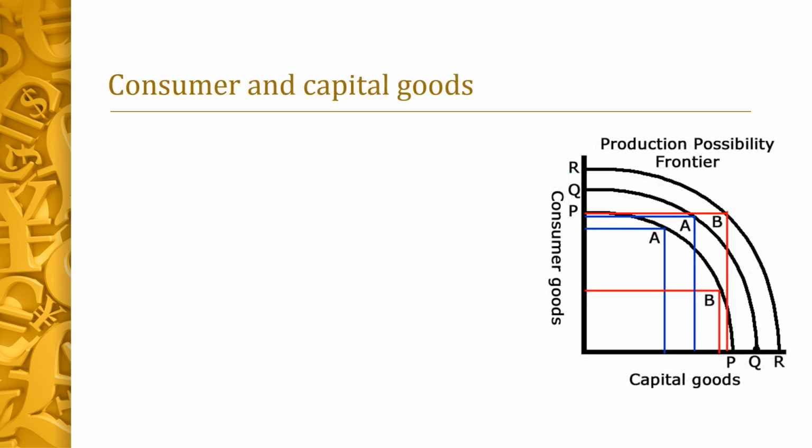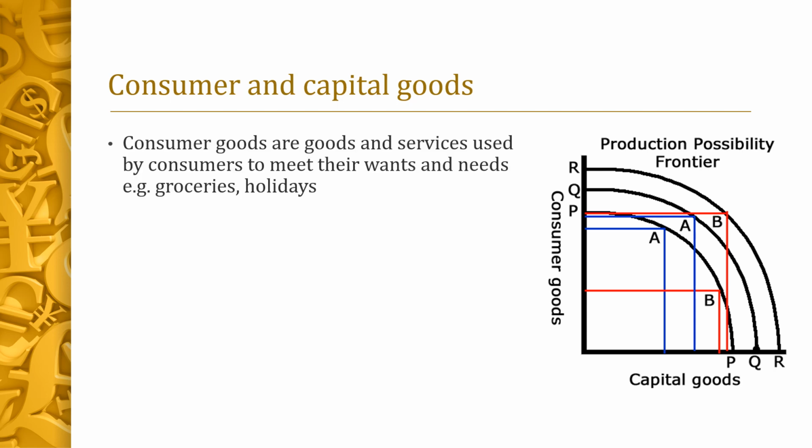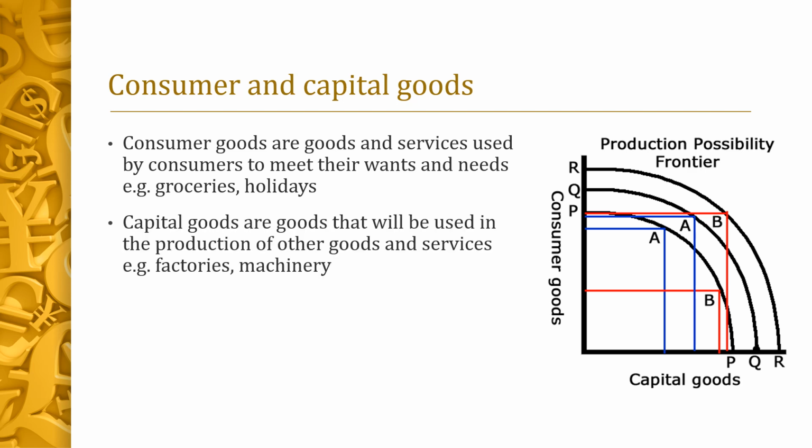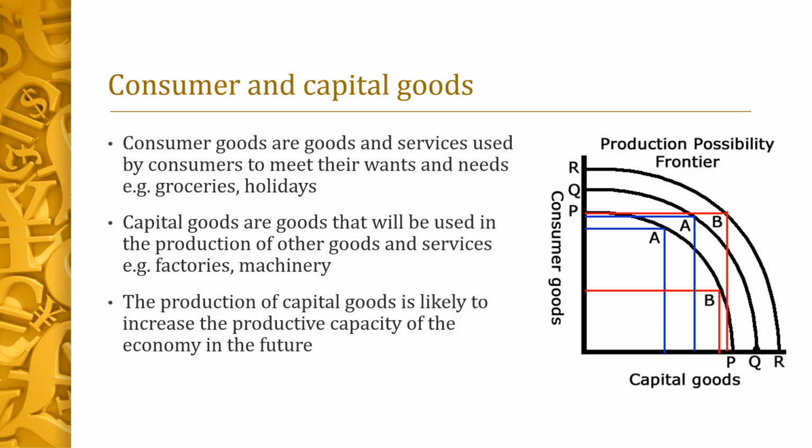It is important to make a distinction between consumer and capital goods. Consumer goods are goods and services used by consumers to meet their wants and needs. For example, the groceries they purchase and holidays. Capital goods are goods that will be used in the production of other goods and services. For instance, factories and machinery. The production of capital goods is likely to increase the productive capacity of the economy in the future, and therefore shifts the production possibility frontier outwards.